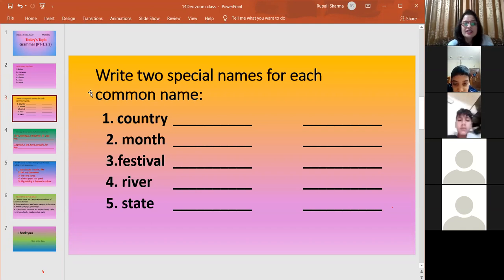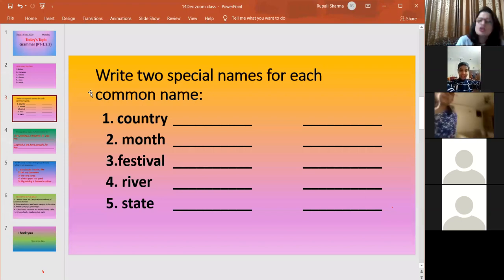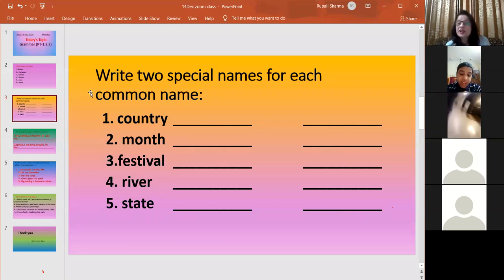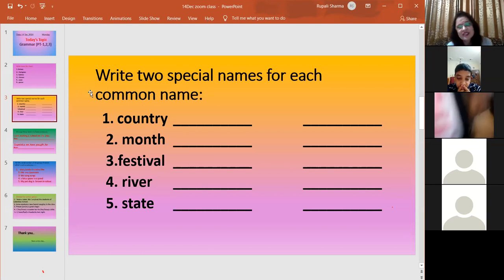Okay, chaliye now let's talk about month. Yes, month. Month is a common name. So how many months are there in a year? Yes, in a year. Why have I used a year? Why not an year? Y ke saath start ho raha hai, Y E A R. Why have I used a year? How many months are there in a year?